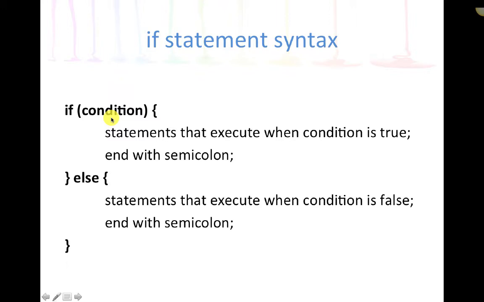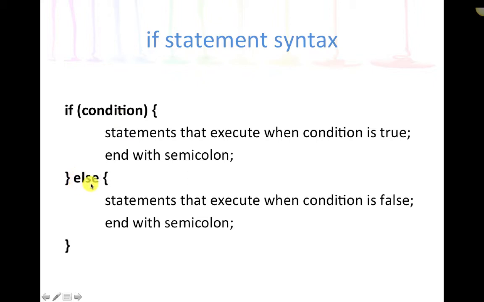The condition for our if statement must evaluate to either true or false. Then we have an opening curly bracket and a closing curly bracket here. If this condition evaluates to true, then the statements that are inside of the two curly brackets will execute. Notice that our condition itself does not end with a semicolon, but all the statements inside of our curly brackets do end in semicolons.